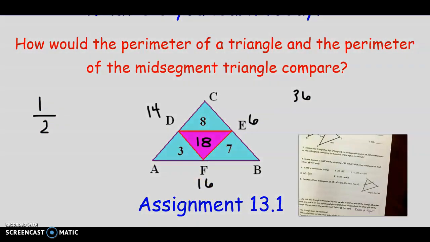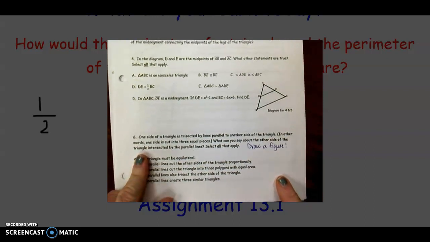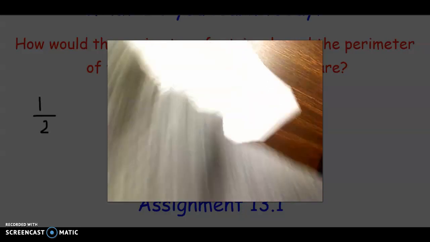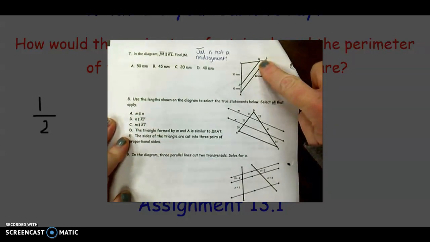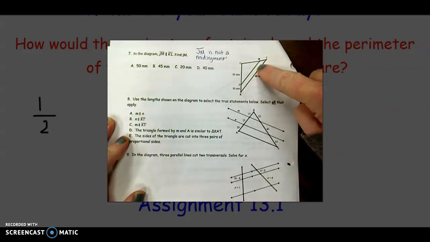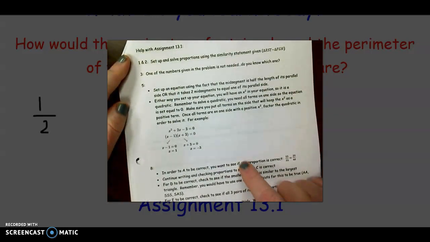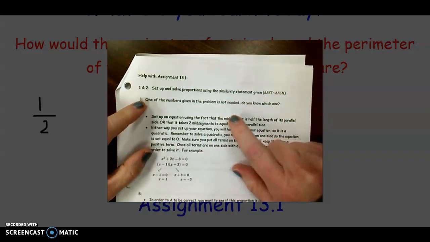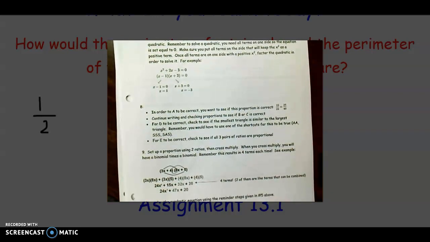All right, so I want to talk just a moment about your homework. Number 6, I would recommend that you draw a figure on that one. That would definitely help you answer that question. I want to point out the fact on number 7 that segment JM is not a mid-segment. Notice these parts are not congruent, so do not try to apply the mid-segment theorem to find the length of JM. On the other problems you'll find in your packet, the very next sheet is Help with Assignment 13.1. So really make sure you refer to this as you look at these problems, and that should help you get started on those. All right, good luck.